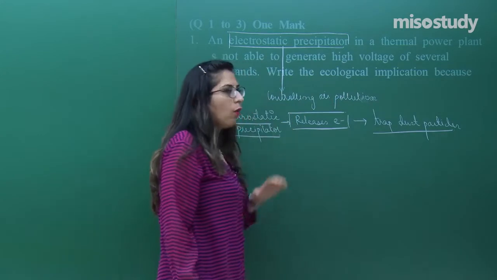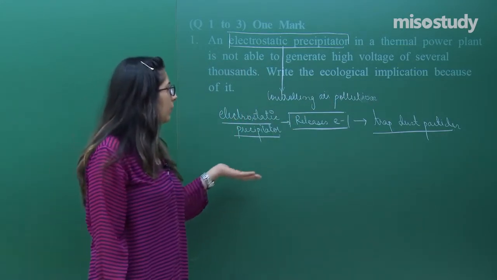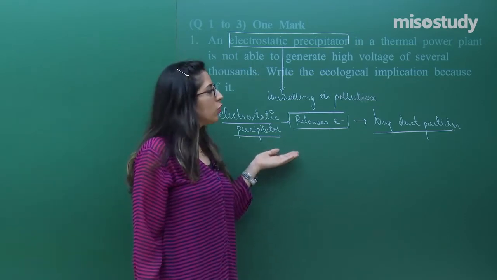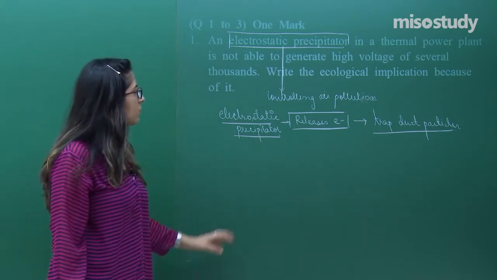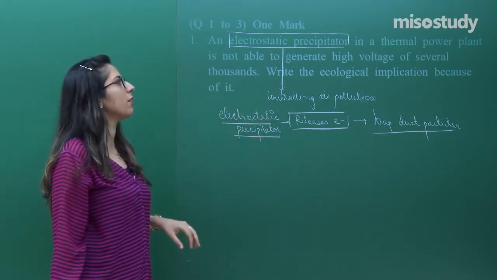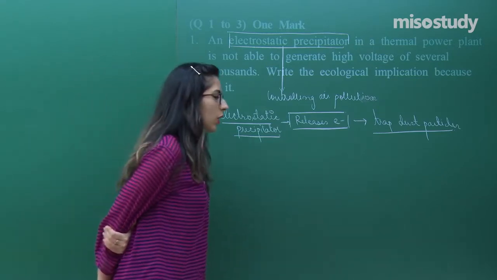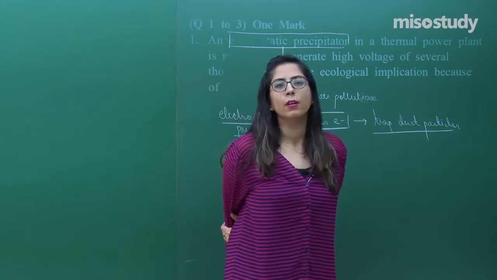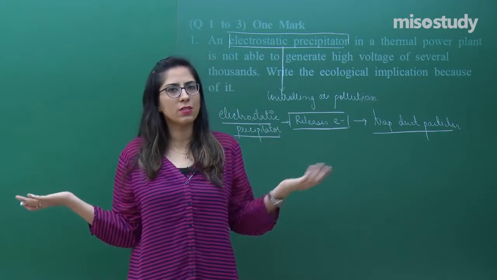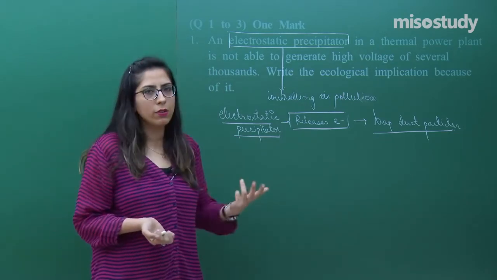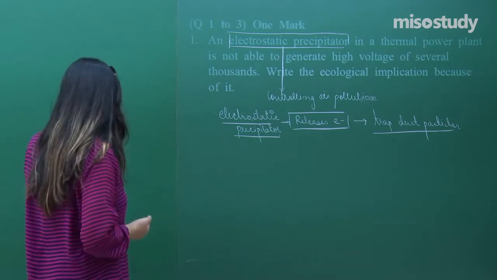That is why, when we talk about the exhaust of many factories and industries, electrostatic precipitators are employed, so that dust particles can be trapped. But just imagine a situation when there is no generation of such high voltage of several thousand. In this case, no electrons will be released, no trapping of dust particles will be done, so the air pollution will not be controlled. So this is a consequence. We have to repair these electrostatic precipitators. This is the correct answer for question number 1.